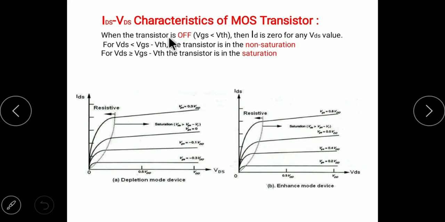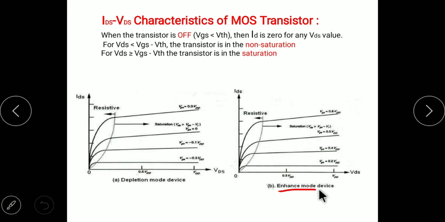As we know, the transistor can operate in three distinct regions, that is cutoff region, non-saturation region and saturation region. In cutoff region, the drain current is 0, that is, no current flows in the transistor. In non-saturation region, the current increases linearly. In saturation region, the output current almost remains constant.